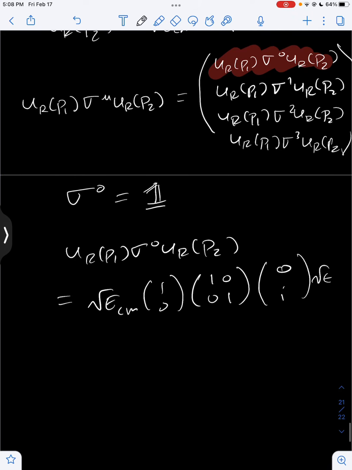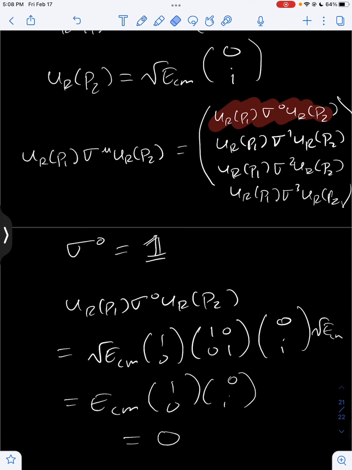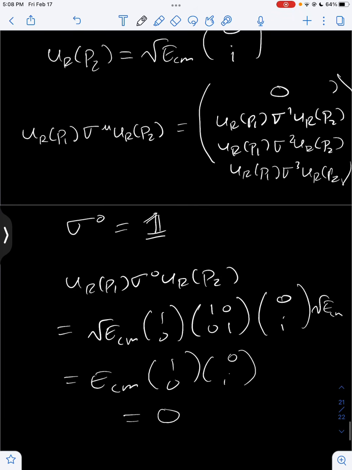And the square root of ECM, right? This is going to give us ECM times 1, 0, 0, I. That's going to give us 0. So the first entry is going to be equal to 0. That wasn't so hard, was it? So now we have to calculate the second entry.